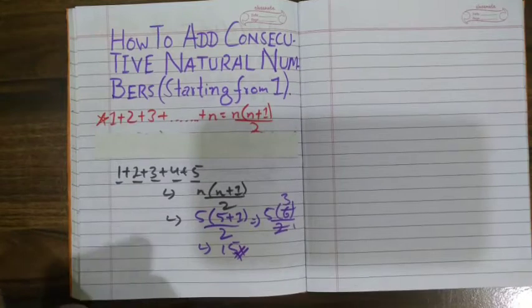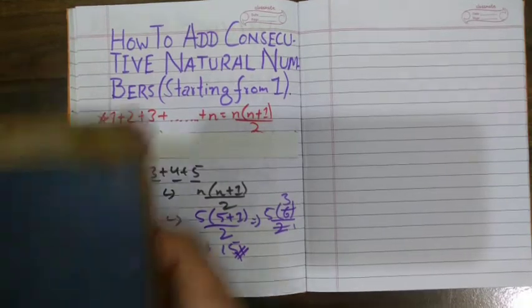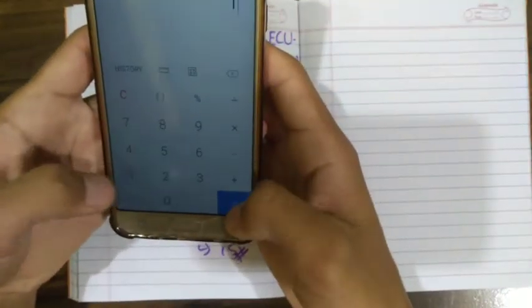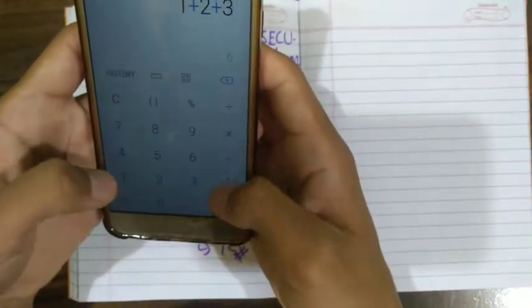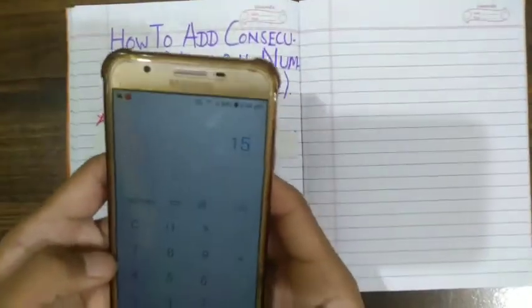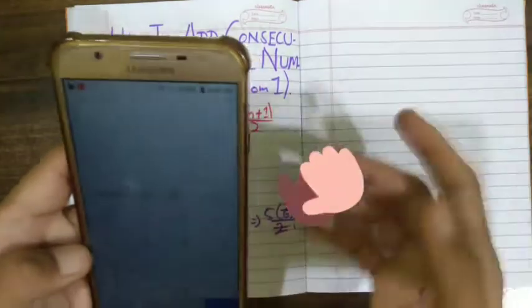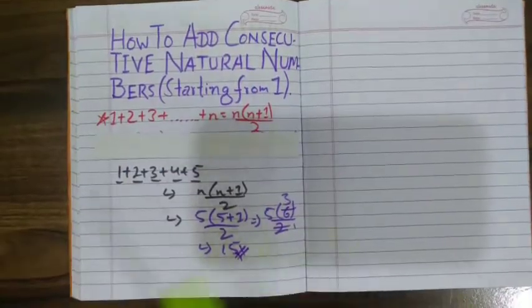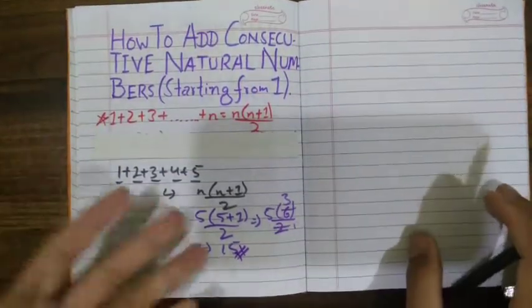So let me check it by calculator to make sure that it's correct. 1 plus 2 plus 3 plus 4 plus 5 is equal to 15. You can see the answer is coming out to 15. So let me take one more example. So that was a short one.